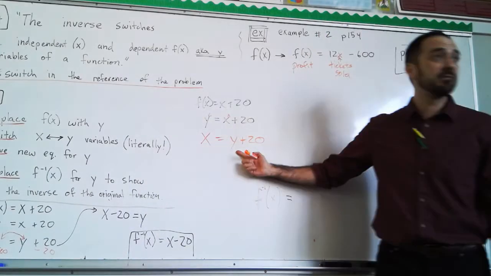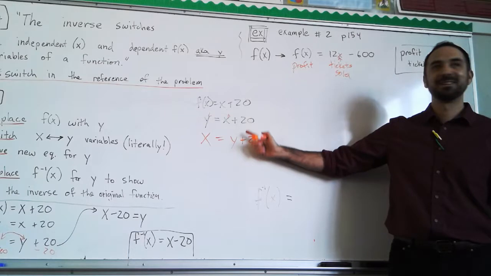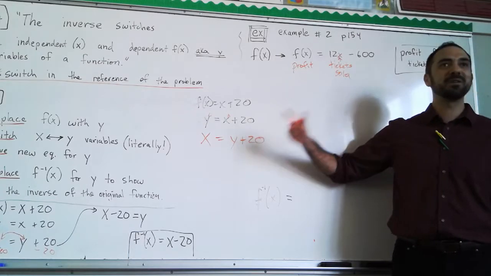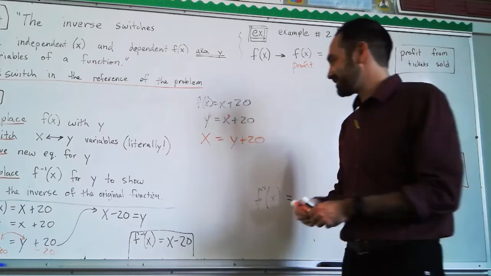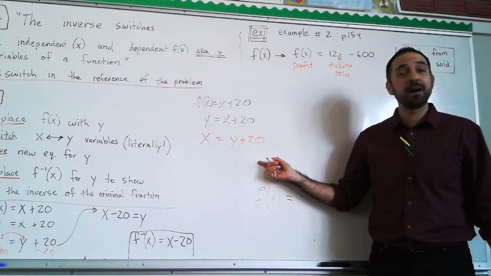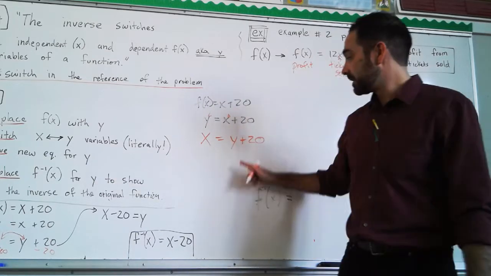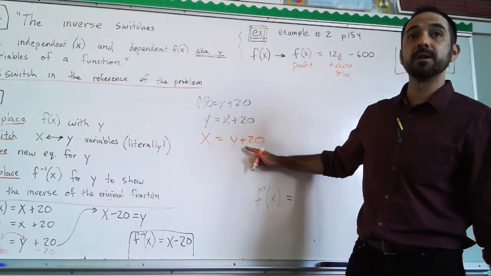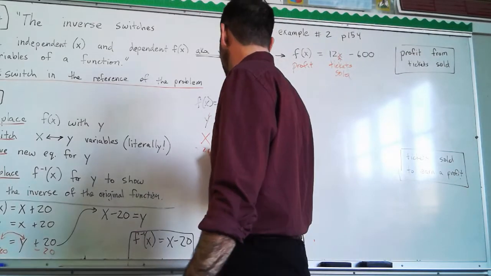Who is 100% confident that we can do this switch? That's the only weird thing that's different. It's just a switch, right? It's just a switch. All right, just a switch. Once you get the switch, now all we have to do is solve for the new y. Watch. y plus 20, how do I get rid of the plus 20? Minus 20. So I have y is equal to x minus 20.